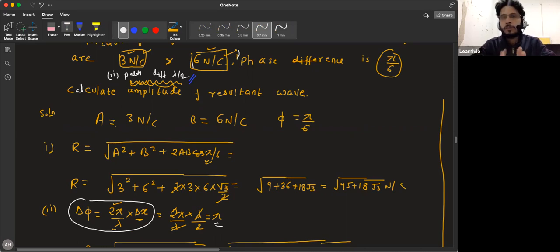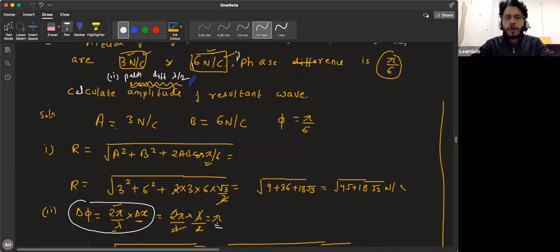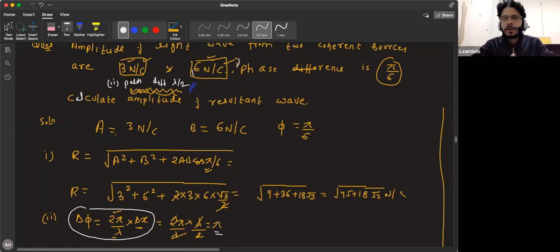So you have phi, you have A, you have B. Repeat the entire calculation and get the value of R. So can you repeat what we have to do? You have to calculate the resultant amplitude. Resultant amplitude is root over A square plus B square plus 2AB cos phi. Phi is pi here. Just put the value of A and B in this expression. A is 3, B is 6, phi is pi.